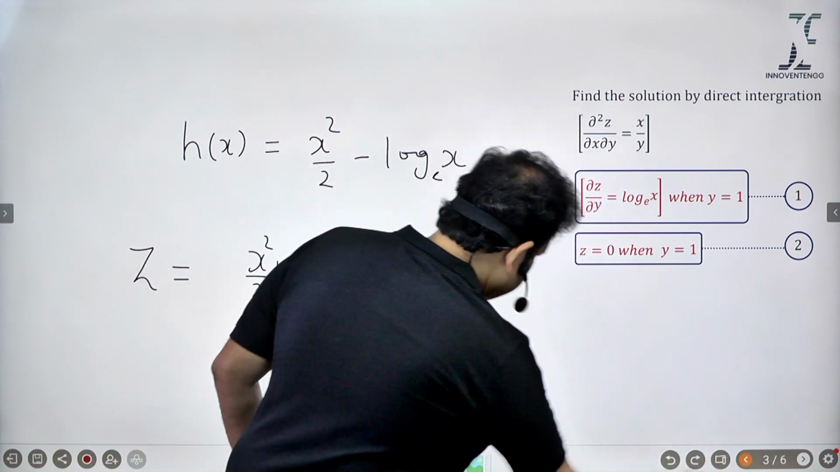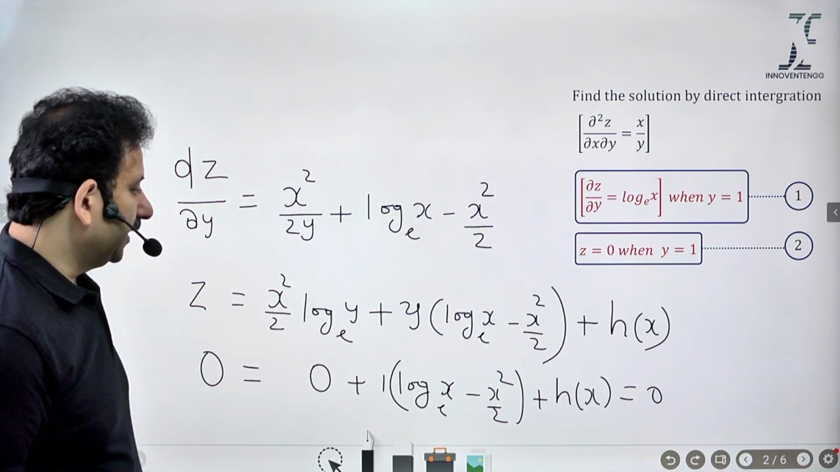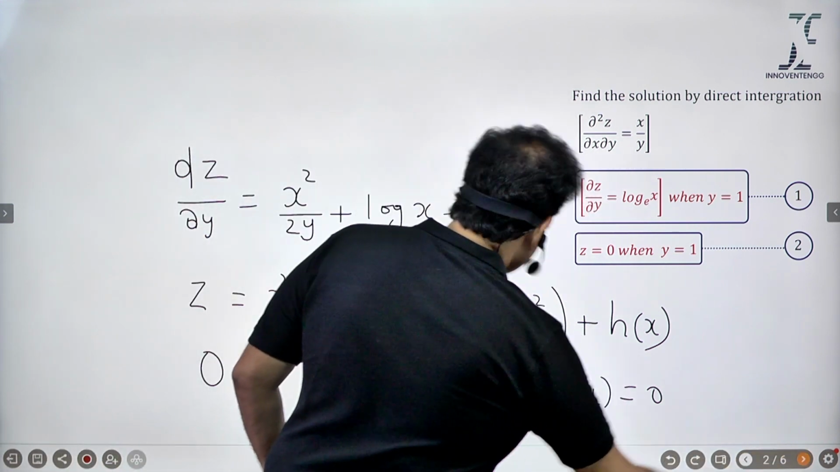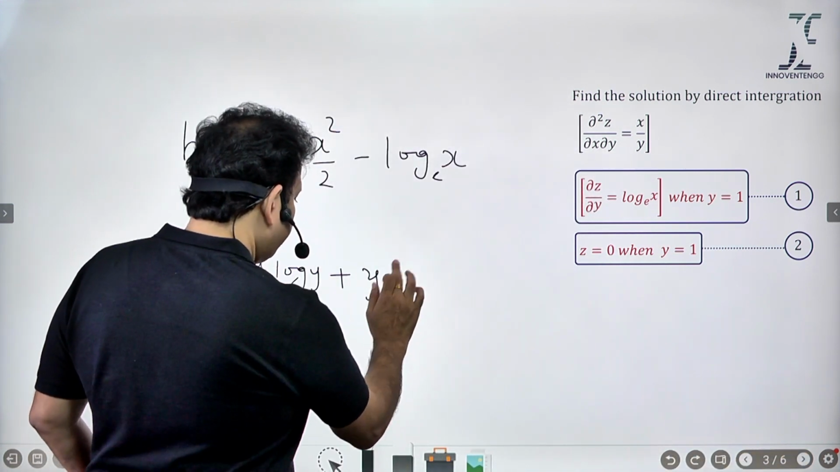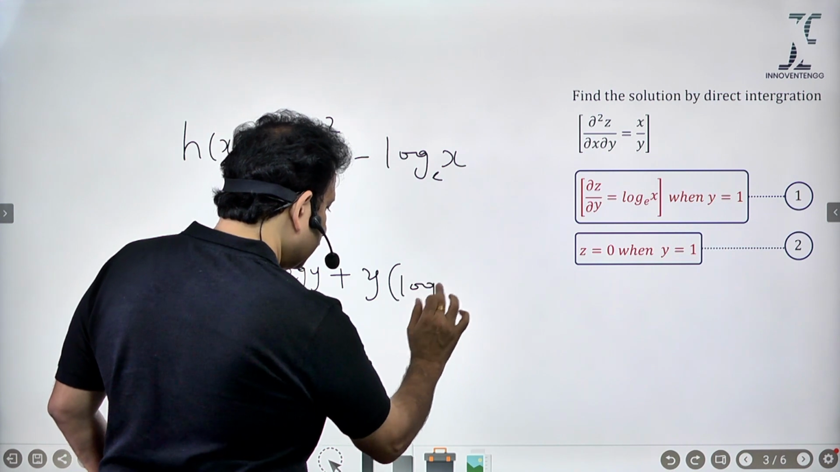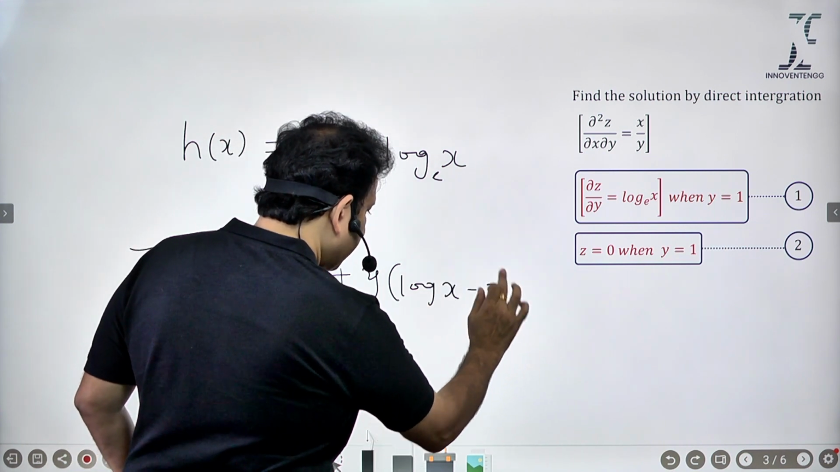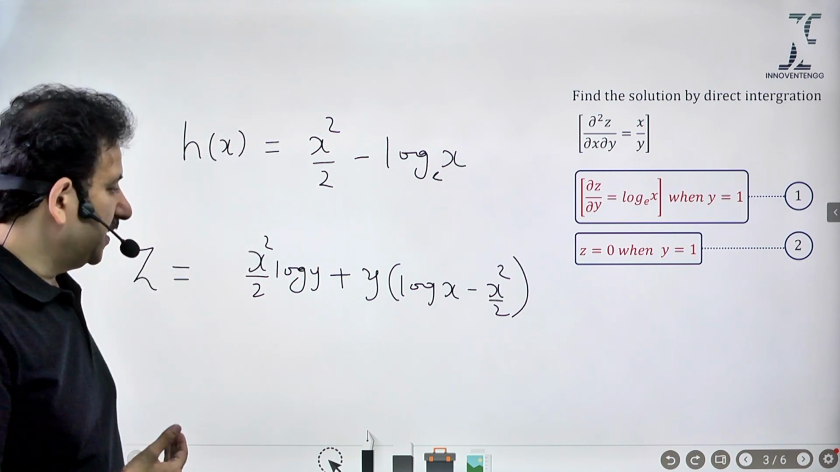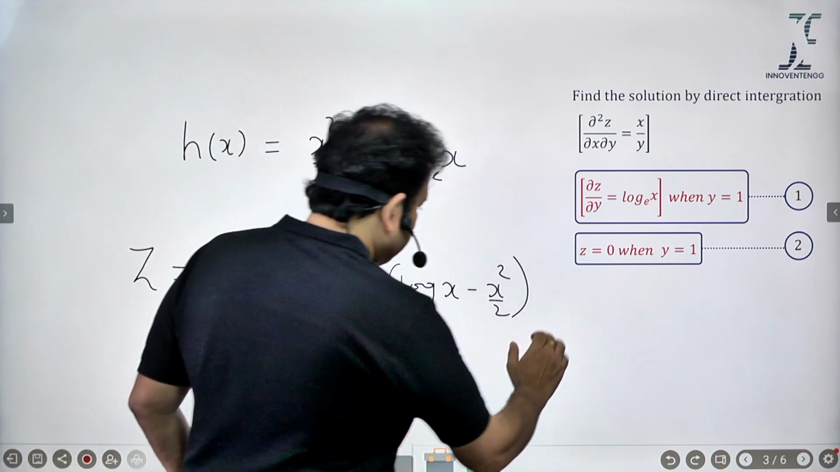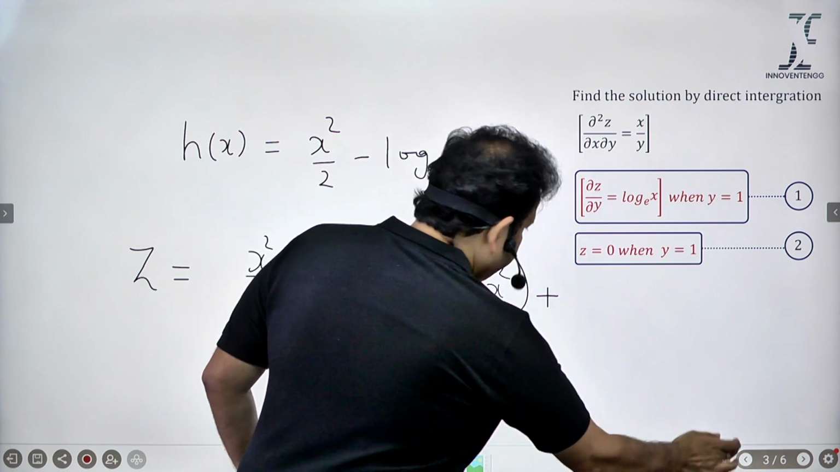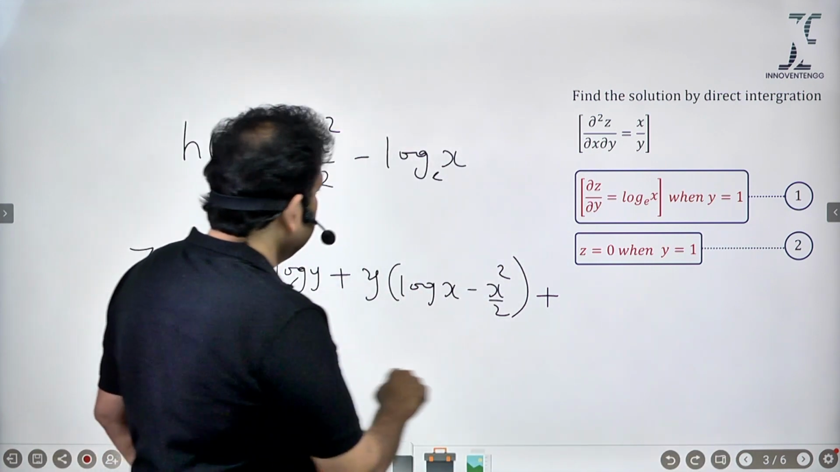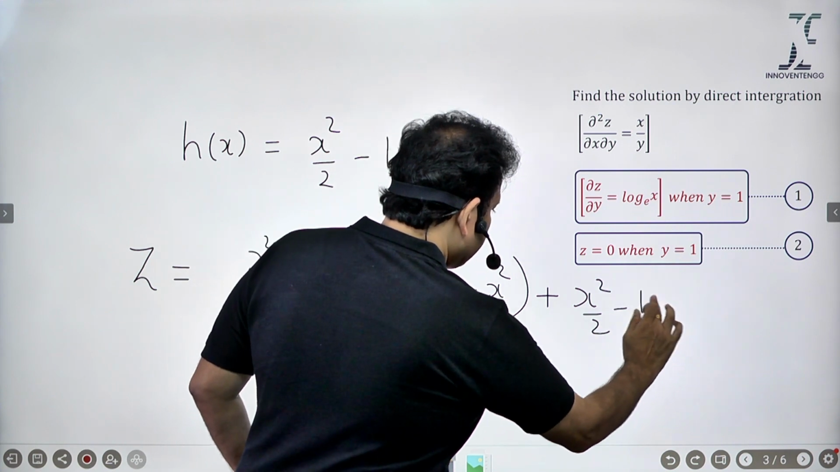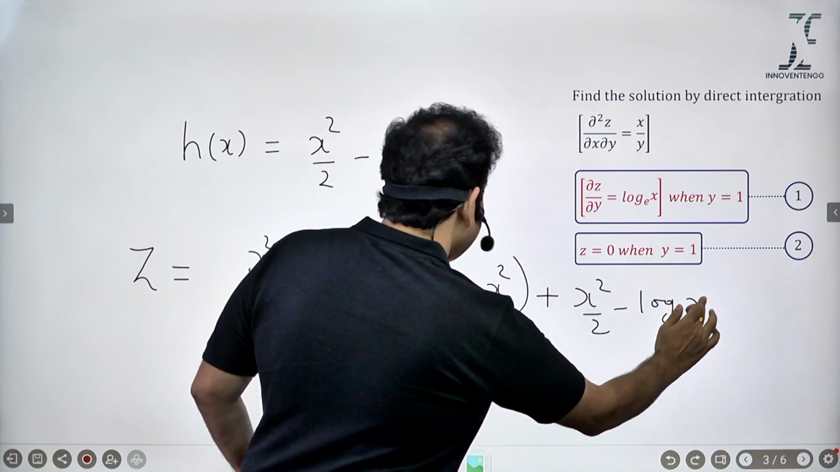plus, what is the next term? It is y into log x minus x square by 2. So that is y into log of x minus x square by 2. Whenever I write log x, please assume that it is to the base e, and now h of x we just found here, it is nothing but x square by 2 minus log x.